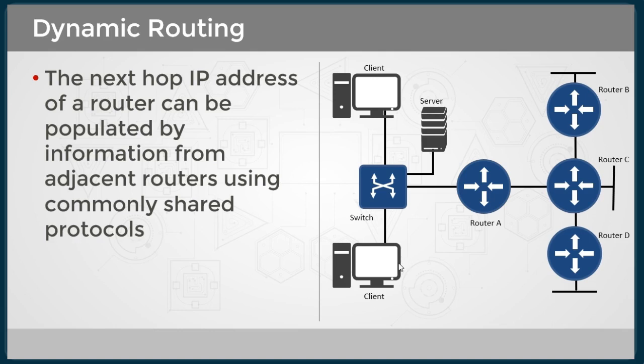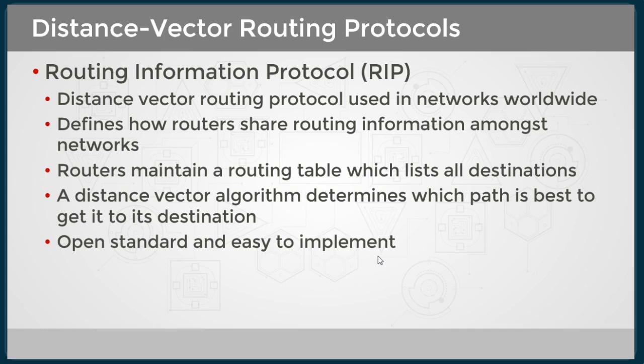Now, Routing Information Protocol, or RIP, is an example of a distance vector protocol. RIP comes in two versions. The more current version is 2, but they're both distance vector routing protocols. And that means that they, in essence, consider how many routers have to be crossed to get from source to destination to determine what is the best path.